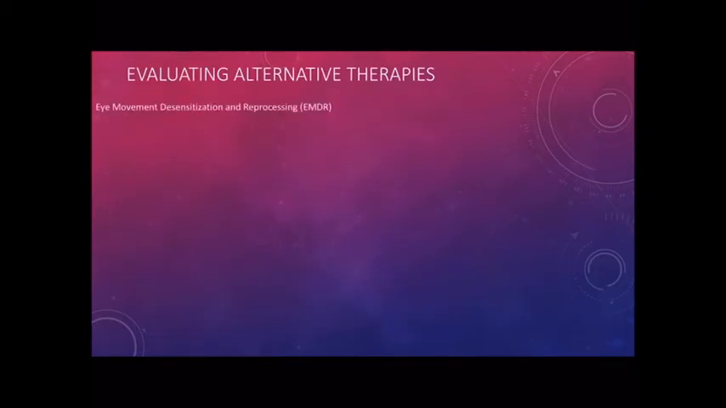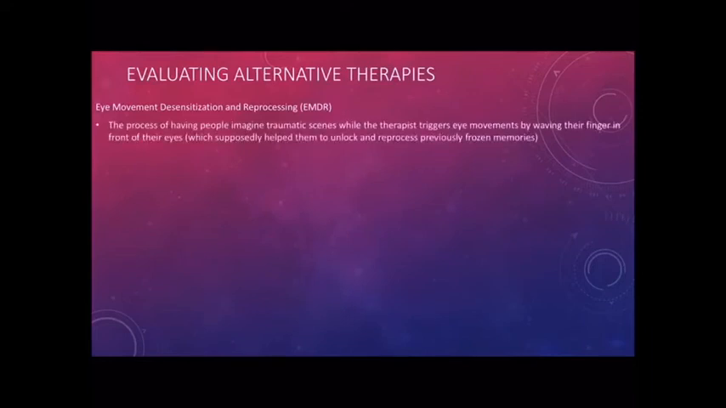Okay. So I am movement desensitization and reprocessing. This is such a funny thing. So what the therapist does in EMDR is have the person, the client, imagine something traumatic that has happened to them, or even just a traumatic hypothetical, while the therapist waves their finger back and forth in front of their eyes. And they're supposed to follow the finger with their eyes back and forth while they're thinking about this traumatic thing that happened. And this is supposed to help them unlock and reprocess these repressed memories.